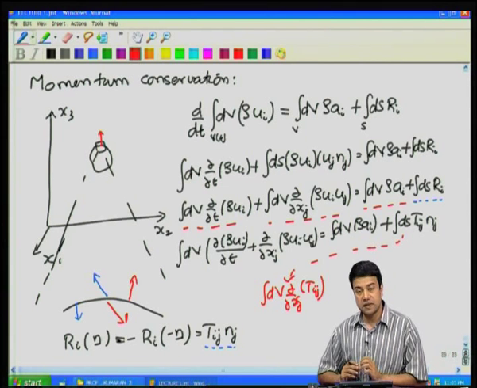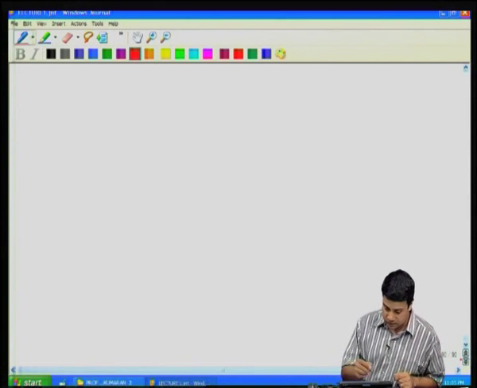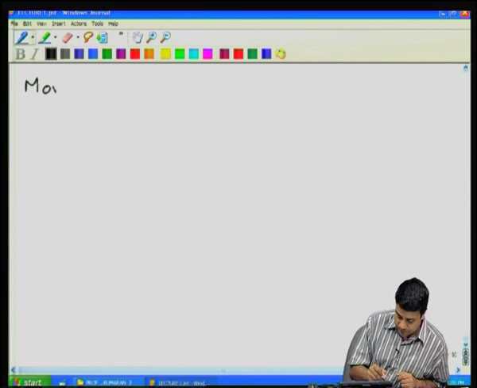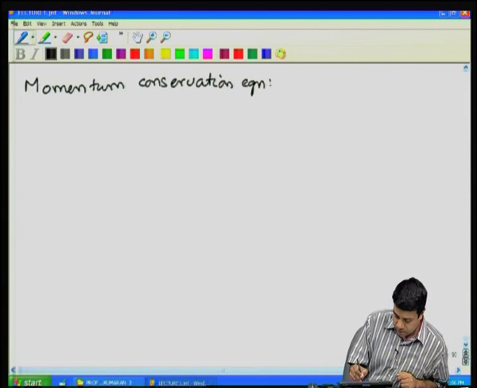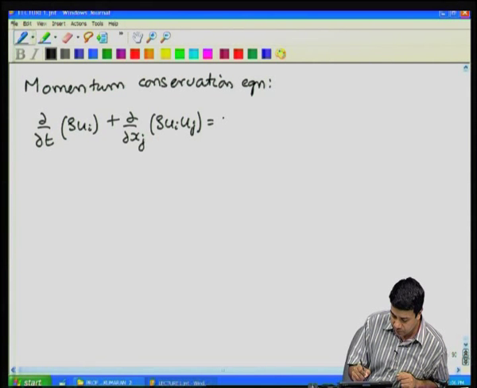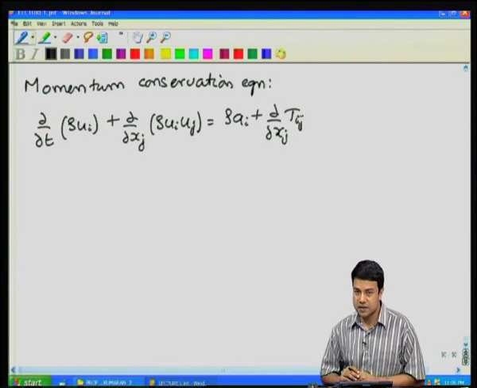Okay. So, obviously, if the equality is satisfied at each and every point within the fluid, my momentum conservation equation becomes partial by partial t of rho ui plus partial by partial xj of rho ui uj is equal to rho ai plus partial by partial xj of Tij. Tij is now the stress tensor, the force per unit area in the i direction acting at a surface whose unit normal is in the j direction.